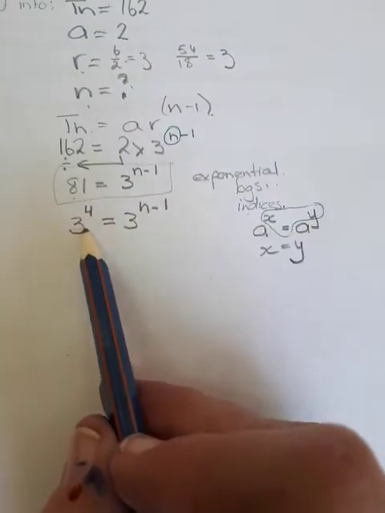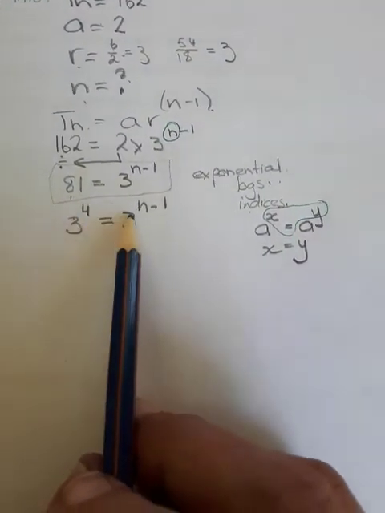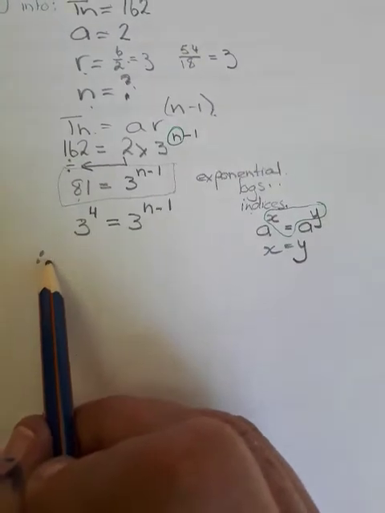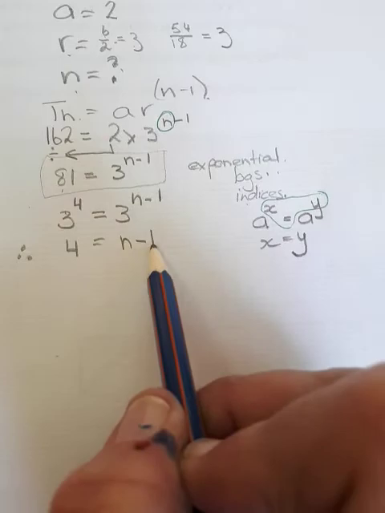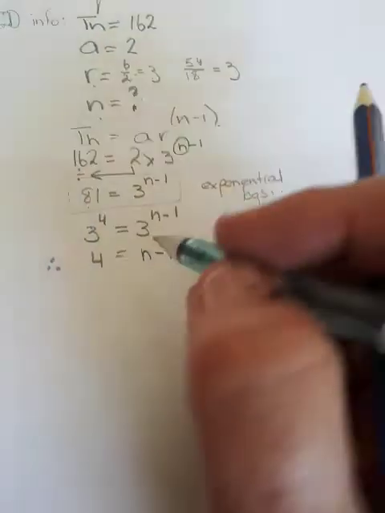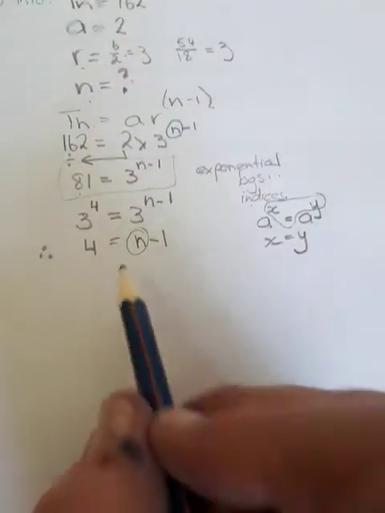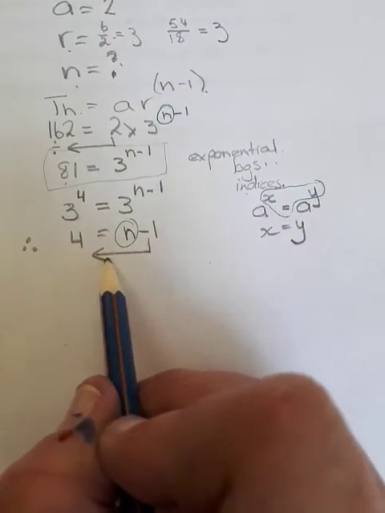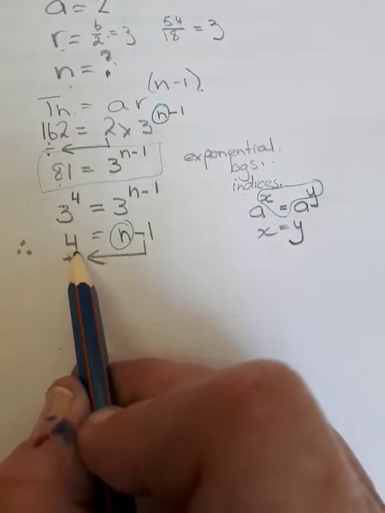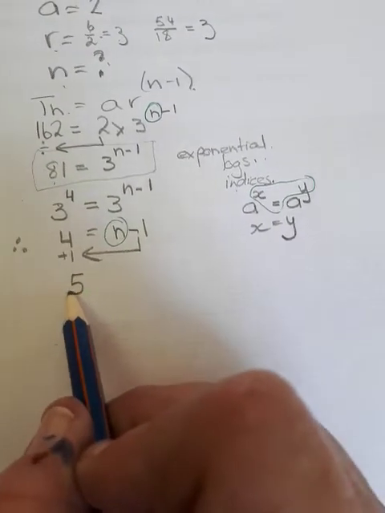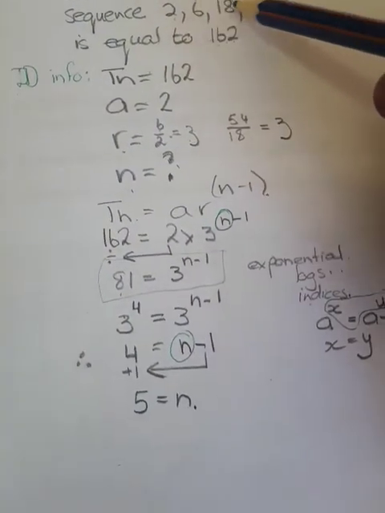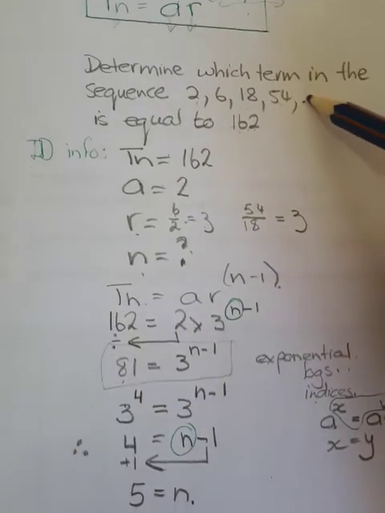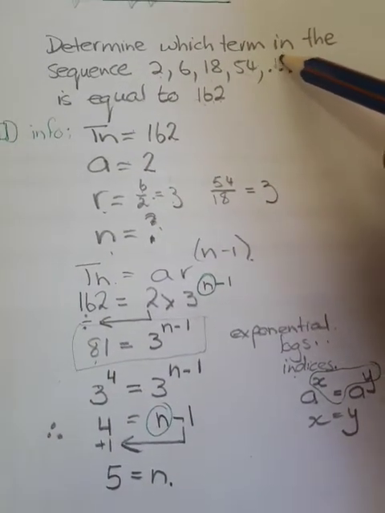So in this case, people, I can basically ignore the bases and I can say, therefore, 4 equals n minus 1. And now we still want to find n, which means we must move the 1 over to that side. It is negative, it becomes positive. So n equals 5. Right. So in the fifth position, 1, 2, 3, 4, in fact, the fifth position is the next position. Okay, we would find 162.